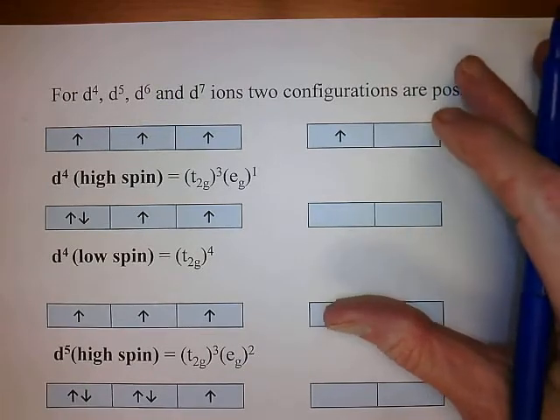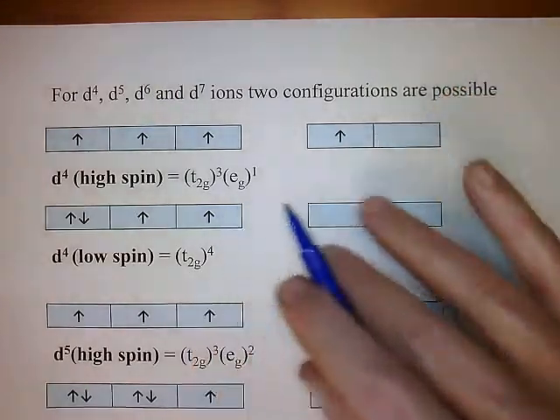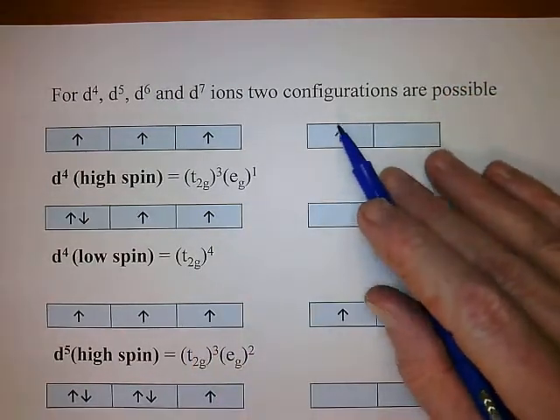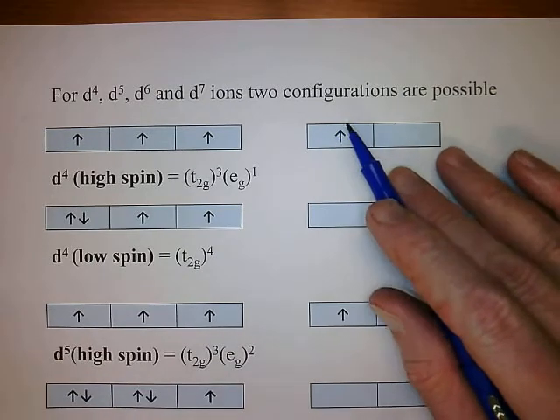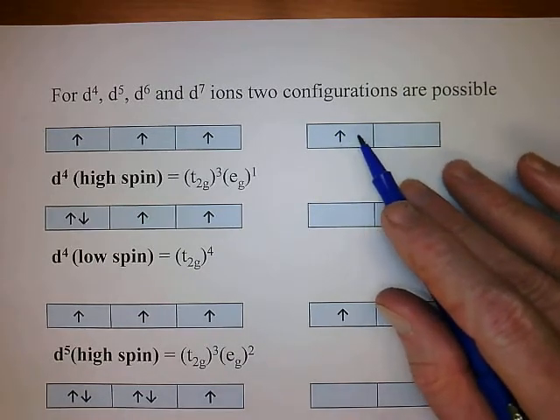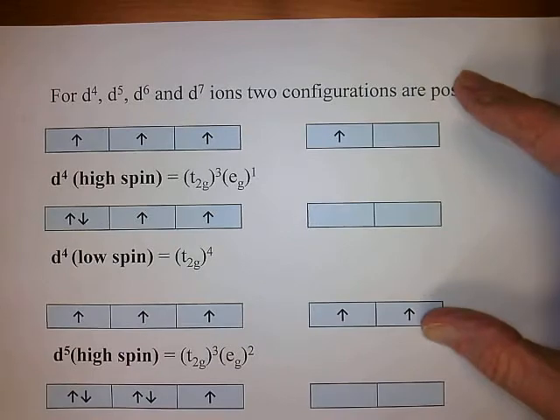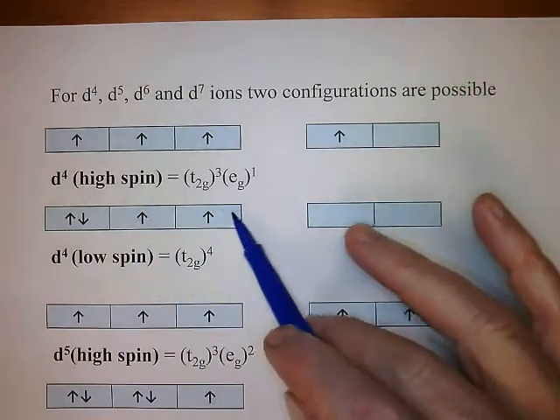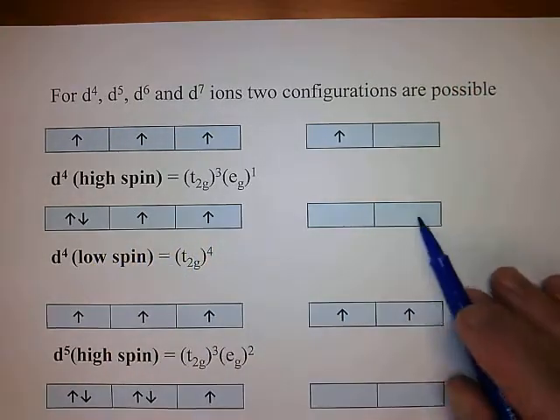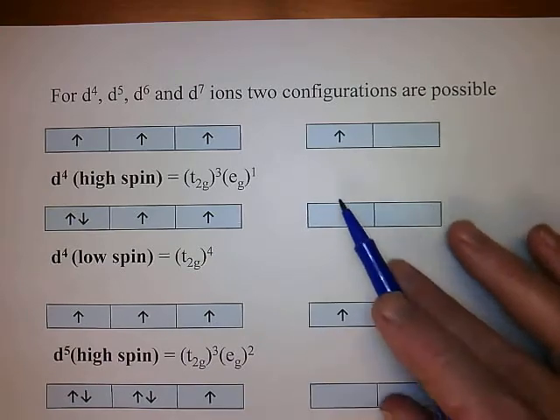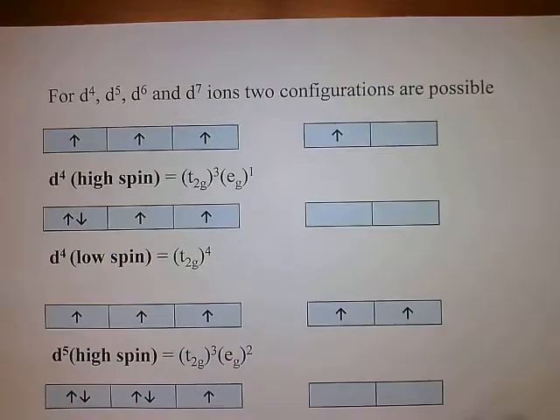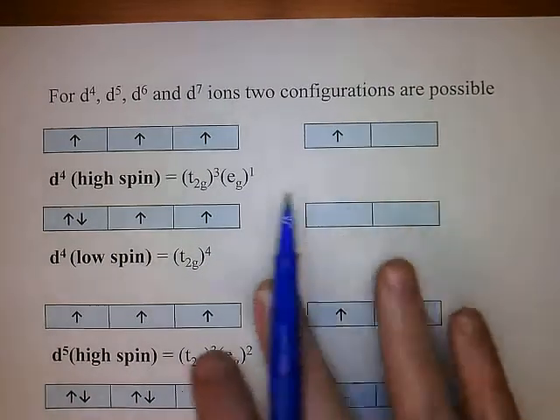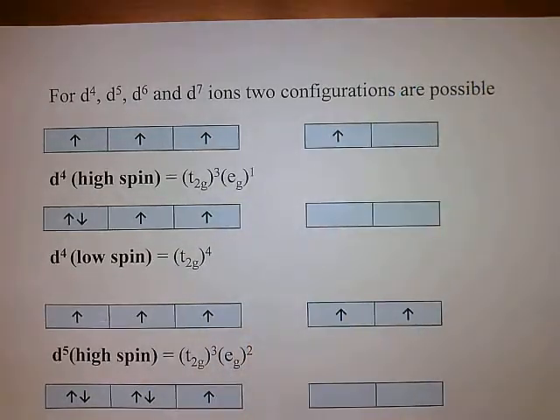If the field splitting is really small, then going up to one of these higher energy orbitals is not so bad, and we'd rather do this. If the field splitting is really big, then the fourth electron comes along and says, geez, if I go up here, I'm going to have to go all the way up. I'll just stay down here and pair up. But there's an energy penalty either way.